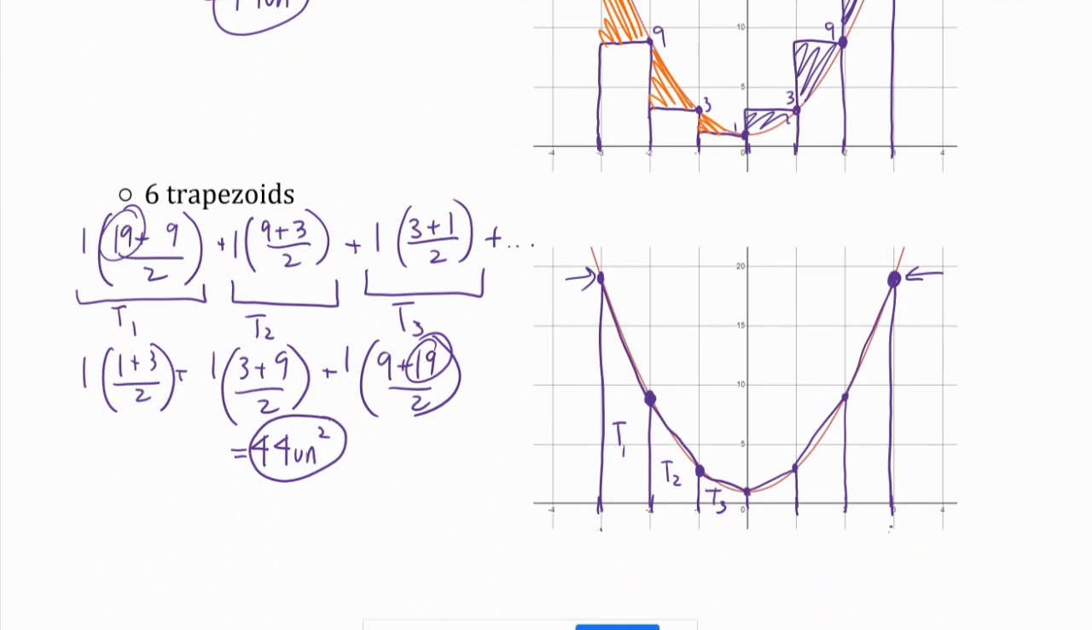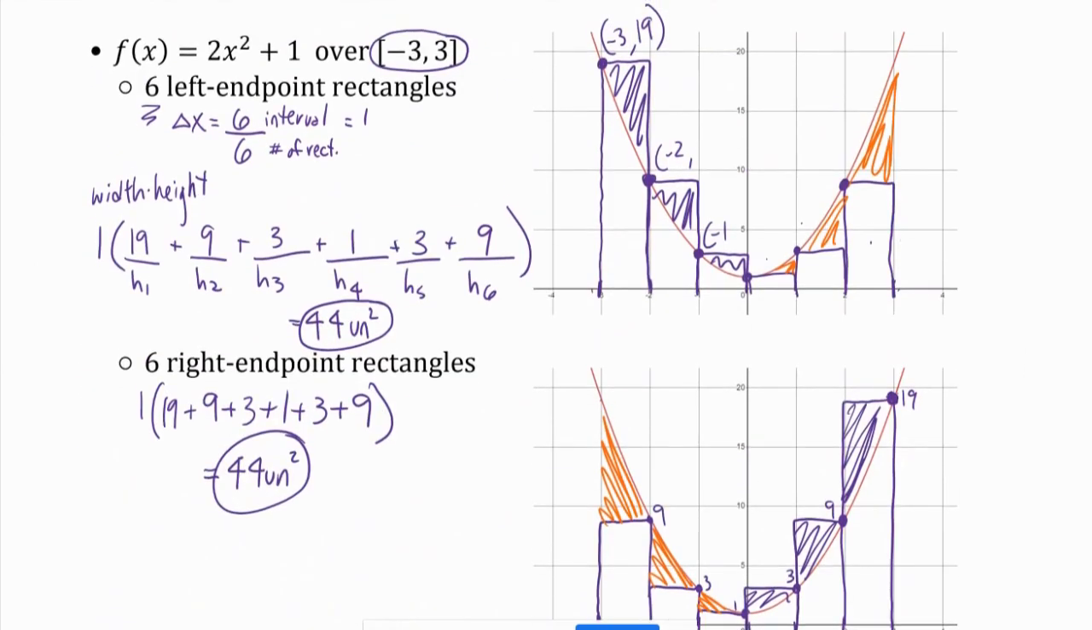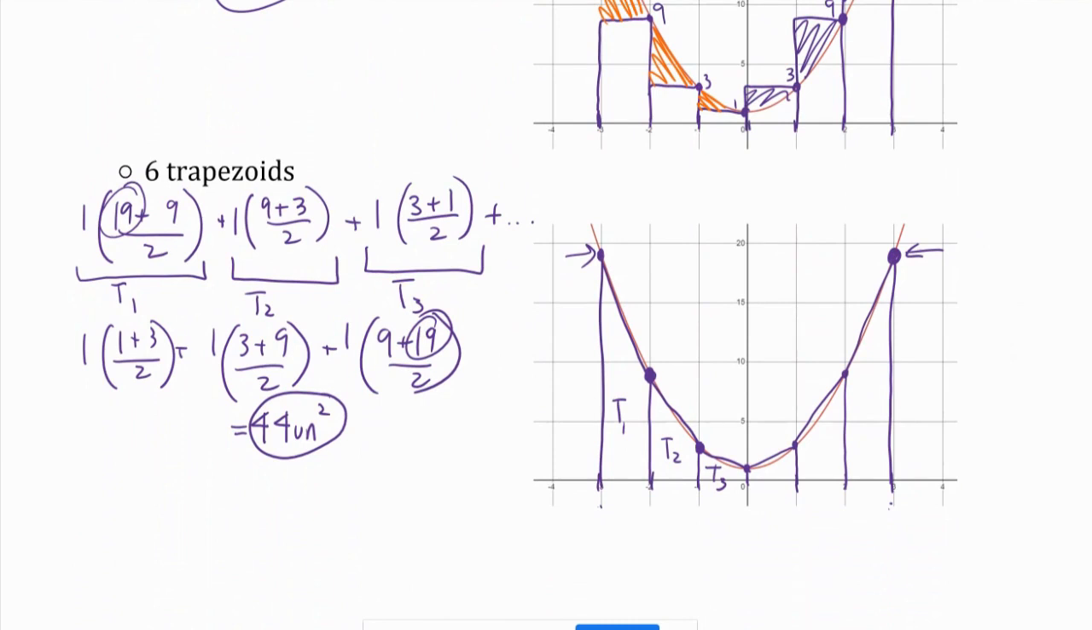So I want to point out that this is not going to happen every single time where all of these answers are the same. I don't want you to just find the left endpoint rectangles and say, oh, the right endpoints will be the same, or oh, the trapezoids will be the same. That's just kind of a coincidence here. Most of the time, they will be different answers, so you should be able to come up with them all separately.